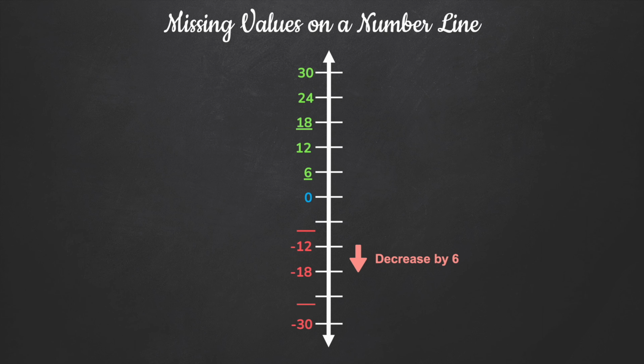As we go down, we're decreasing by 6. So we have 0, negative 6, negative 12, negative 18, negative 24, and negative 30.